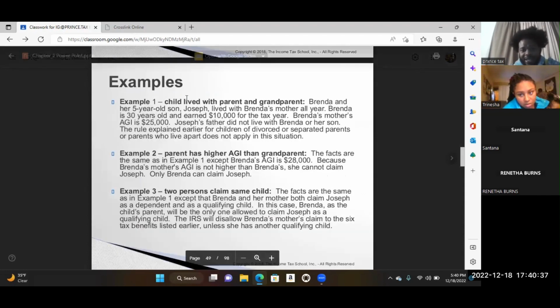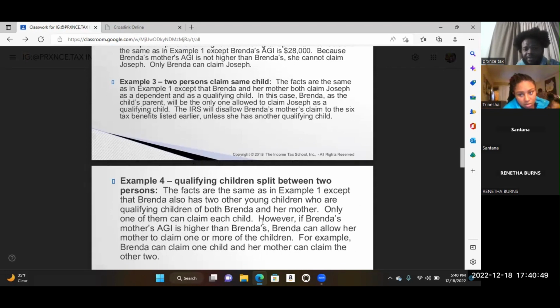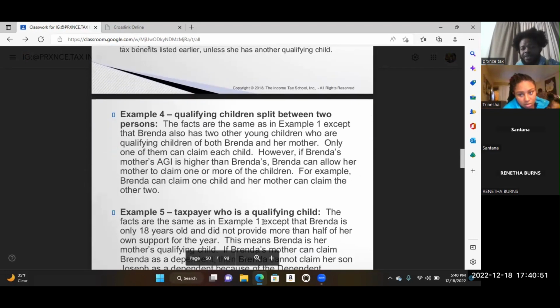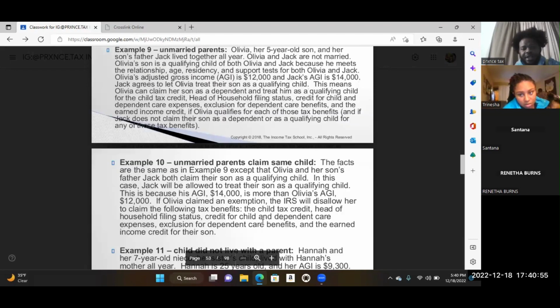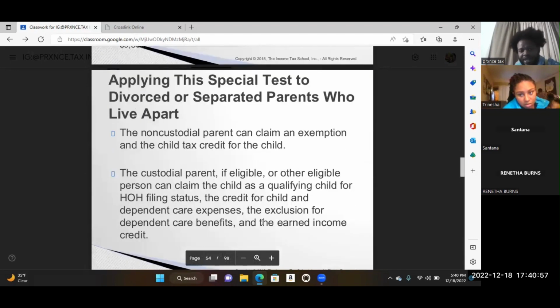This is explaining that the child lives with the parent and grandparent. These are the examples. Two persons claim the same child. The IRS, as I was stating, would disallow the person with the lower income and give the benefit to the person with the higher income, the person that has more income. All right, just more examples of how to explain that.